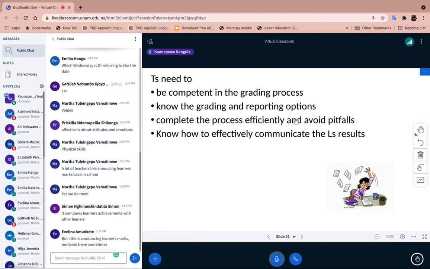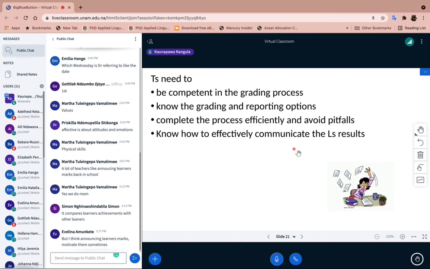All right, we are moving on with reporting of results. So you need to know the grading process, know the grading and the reporting options, like what options are available for you to use when you are reporting the results, and then complete the process efficiently and avoid pitfalls. Know how to effectively communicate the learner's results. Just as Evelyn has mentioned, she thinks that announcing the learner's results can motivate them. You can think otherwise, but you just look at the results.